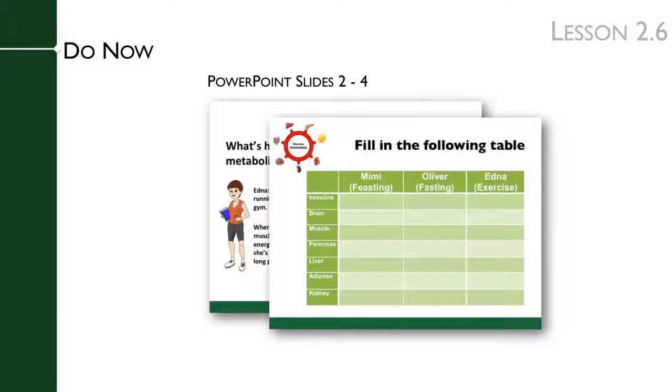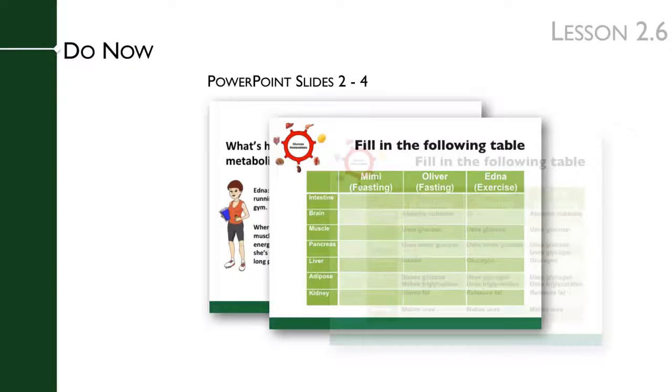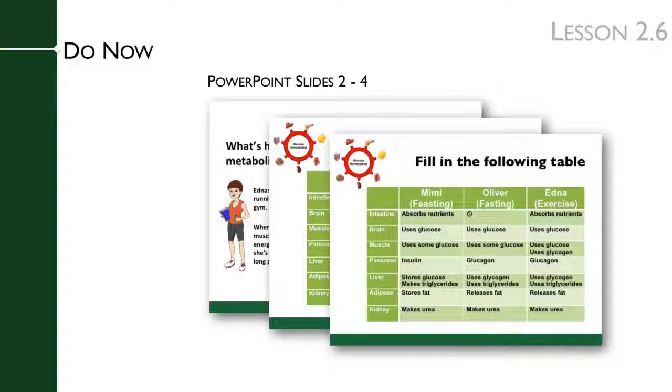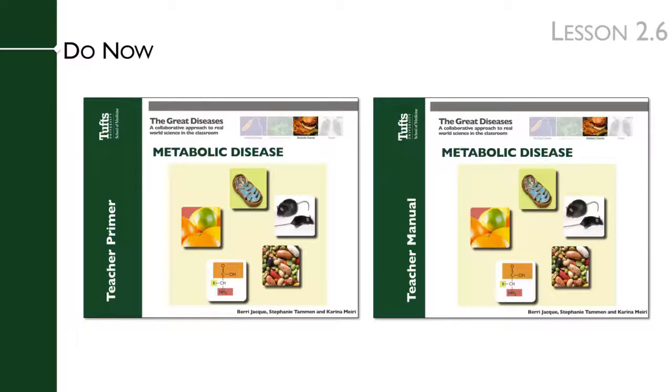At this point in the unit, students should be able to describe what is happening in each organ for each character. You can review these concepts using the teacher primer and the teacher manual.